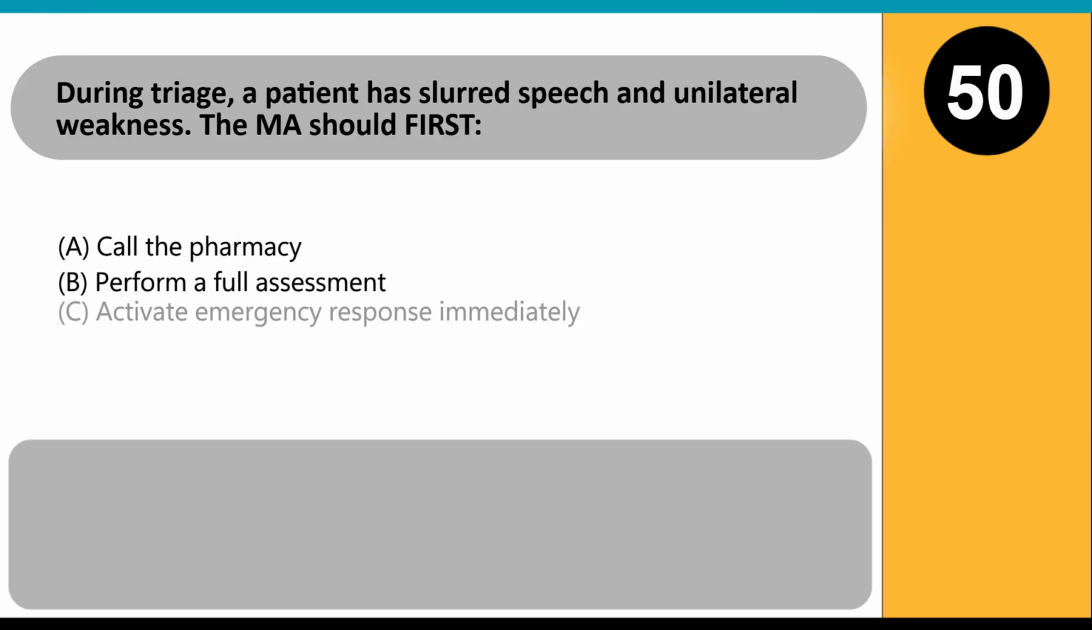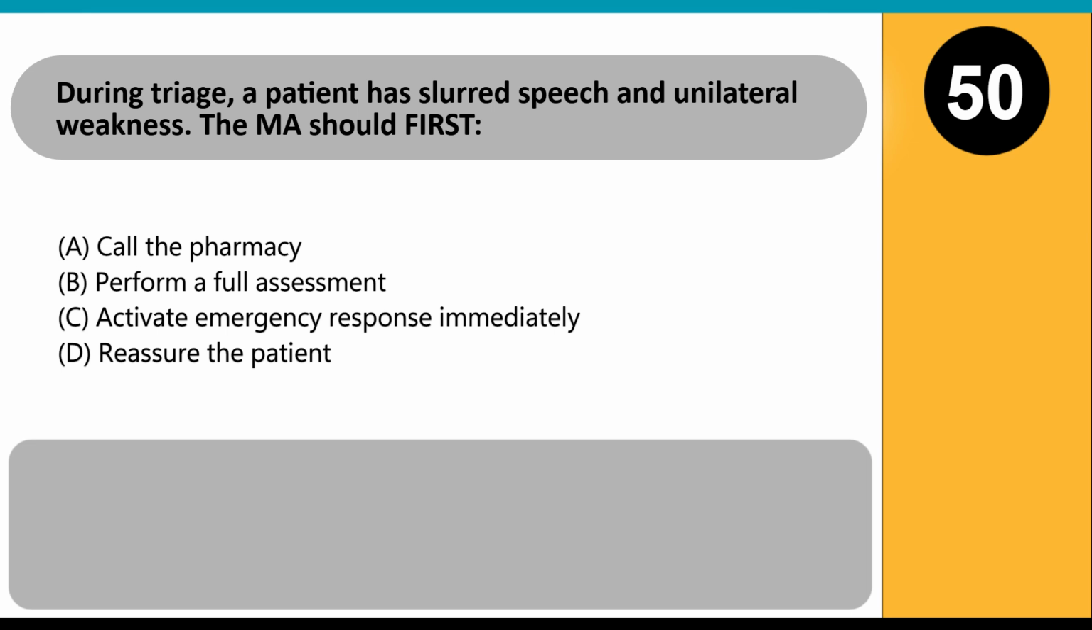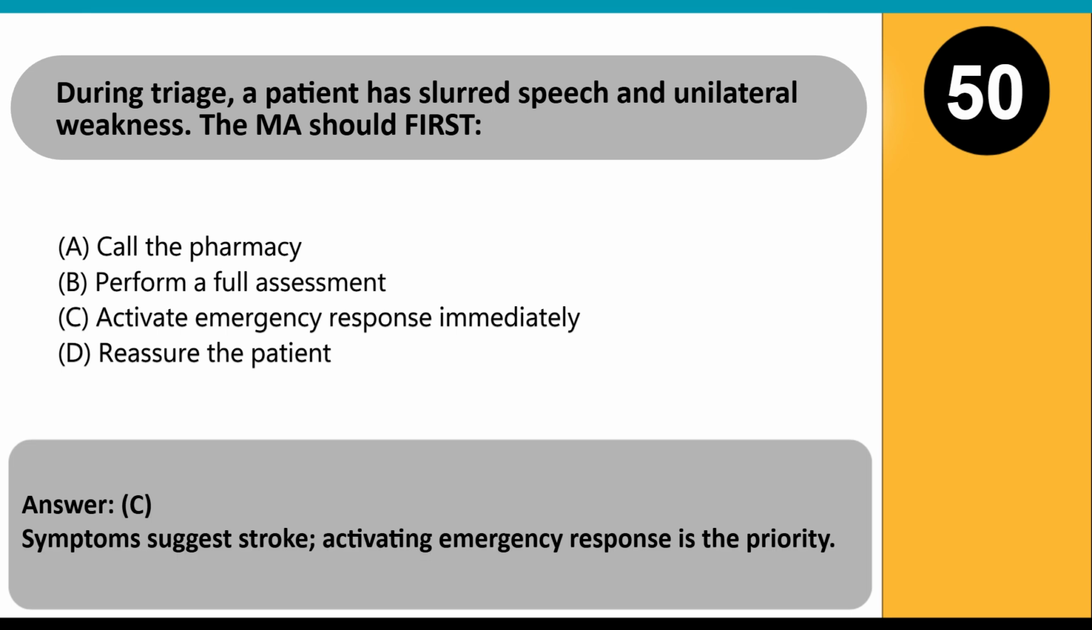During triage, a patient has slurred speech and unilateral weakness. The MA should first: A. Call the pharmacy. B. Perform a full assessment. C. Activate emergency response immediately. D. Reassure the patient. Answer: C. Symptoms suggest stroke. Activating emergency response is the priority.